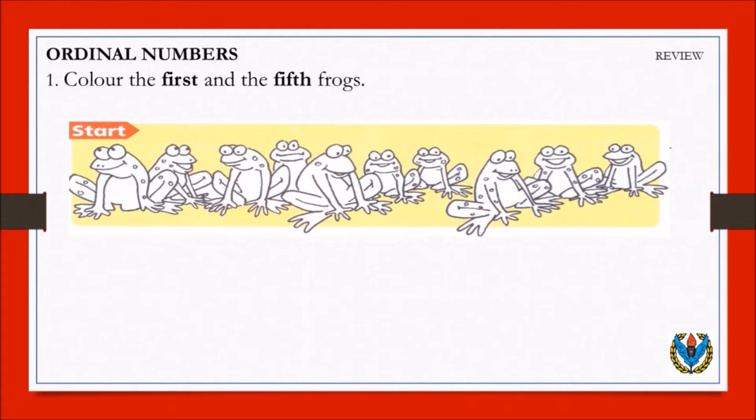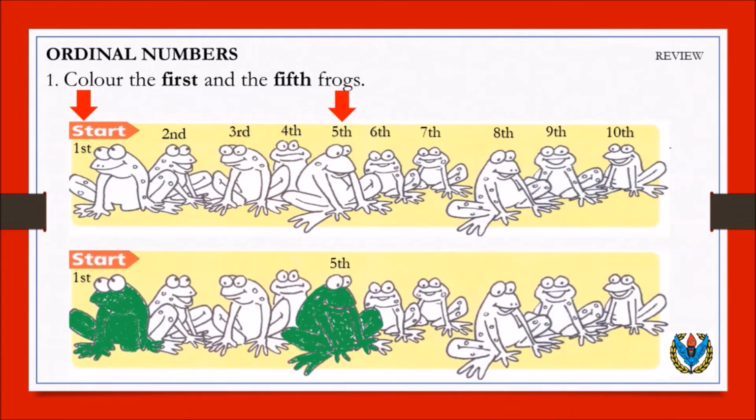If you will write ordinal numbers on the frogs, then it will be easier for you to color the frogs required in the question. We will start counting from the first, second, third, fourth, fifth, sixth, seventh, eighth, ninth, and 10th frogs. We have to color the first and the fifth frog. See, we have colored the first and fifth frog.